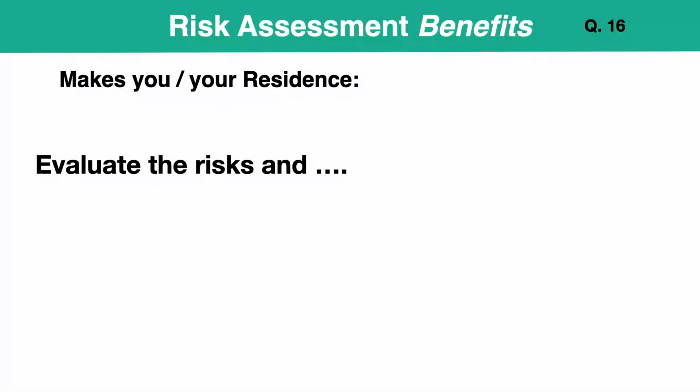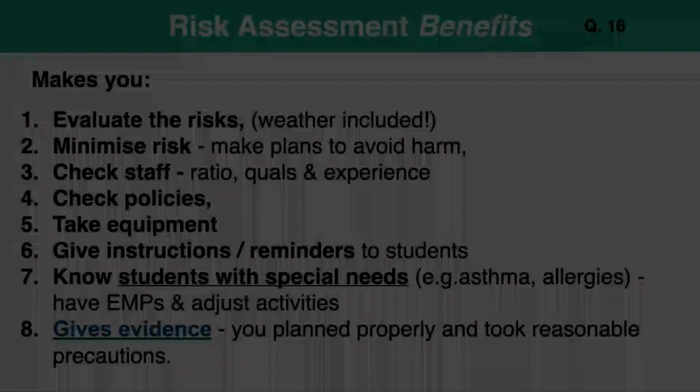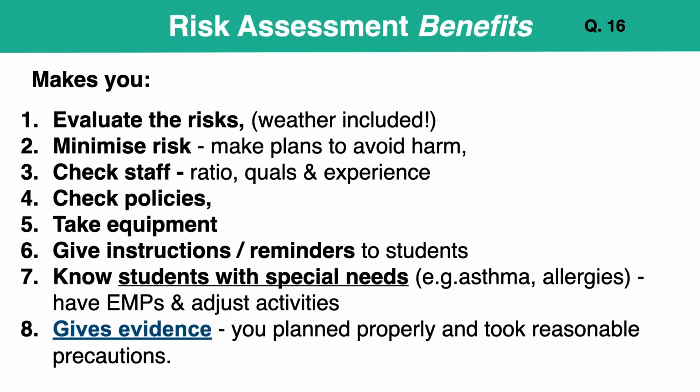You can think of it straight away. It makes you evaluate the risk and minimise the risk. So put into place some things that will cause you to evaluate all the risks, minimise the risks, to plan to avoid harm. And you do that by checking if you've got a good staff to student ratio, have your staff got qualifications, experience in that activity or in the place and the way that you're going there.